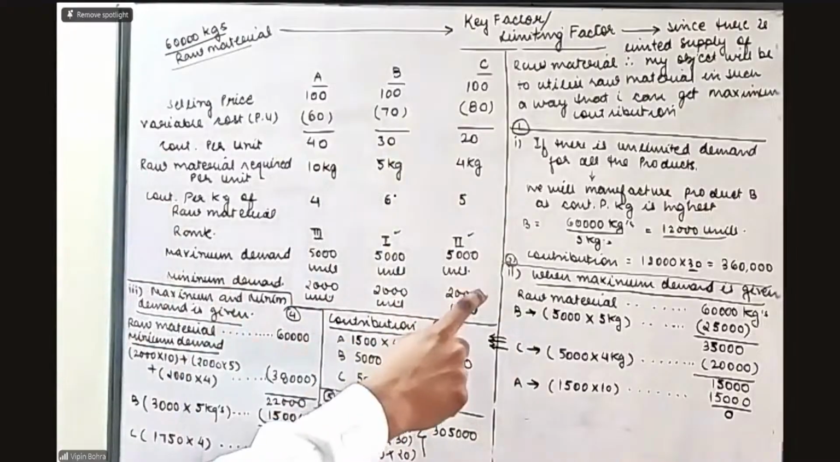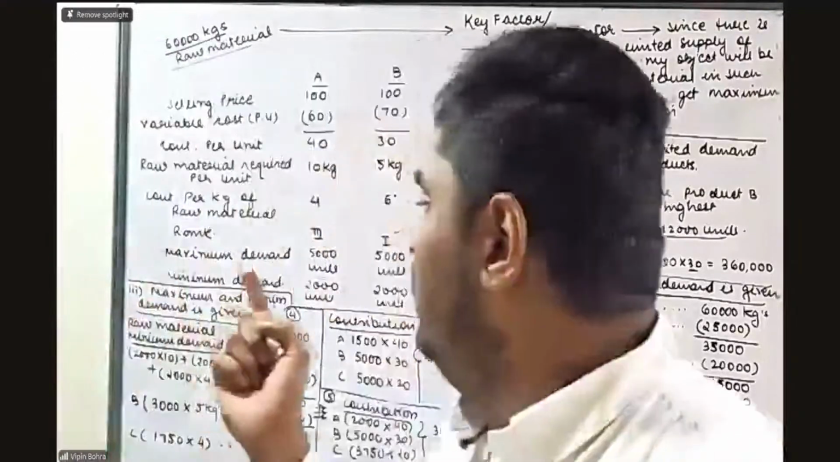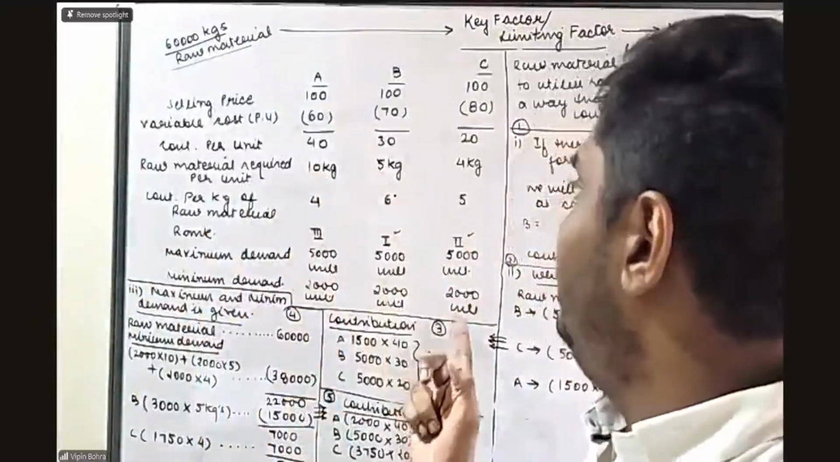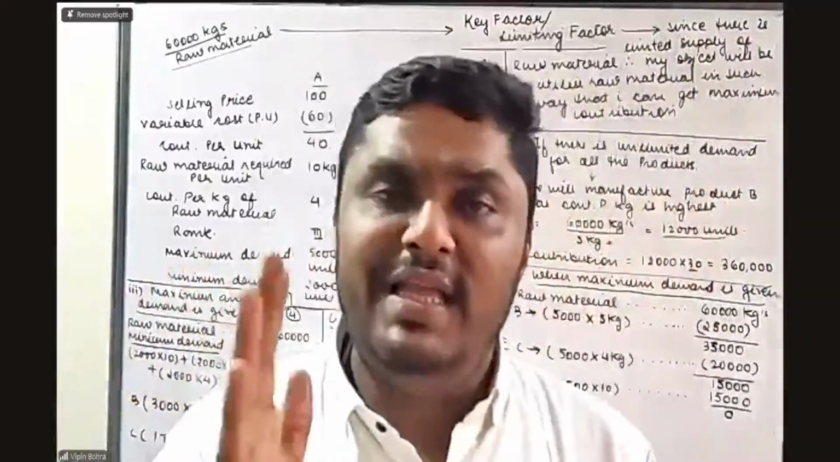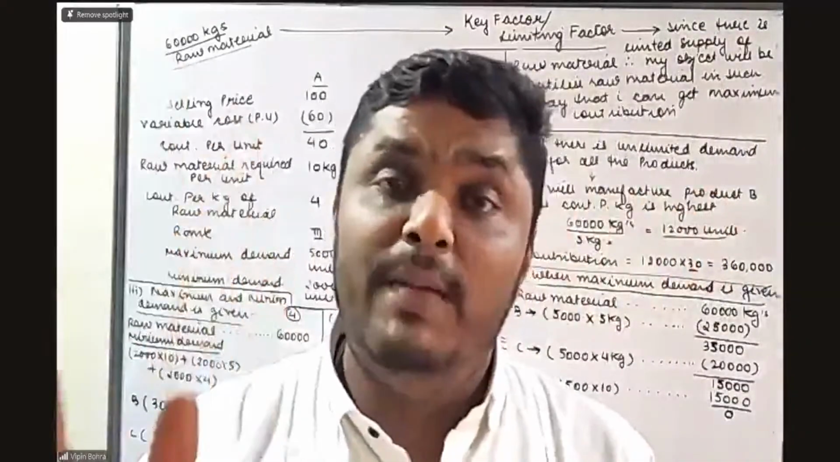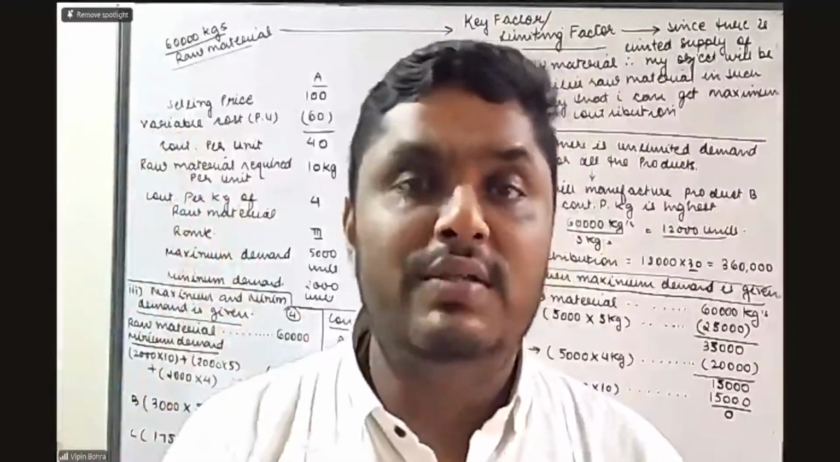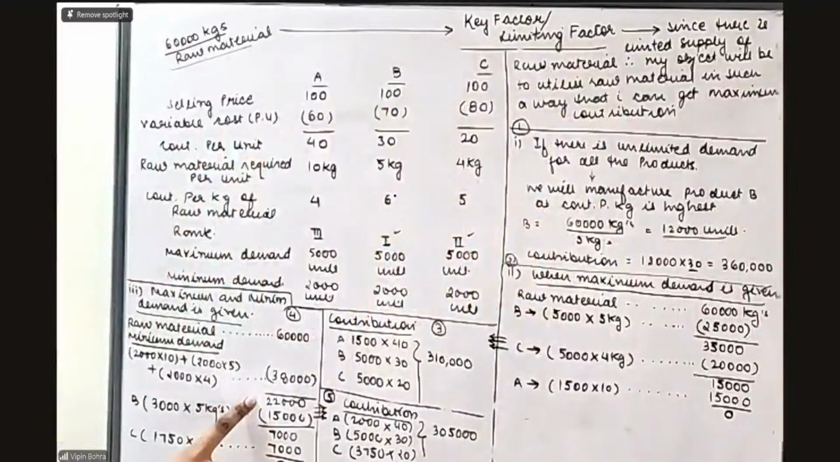Now, if minimum demand is also given, then we will first fulfill the minimum demand for all the three products. That is 2000 into 10, 2000 into 5, and 2000 into 4. So herein 38,000 kgs will be utilized to fulfill the minimum demand to manufacture A, B, and C, 2000 units each. So herein still we are left out with 22,000 kgs.